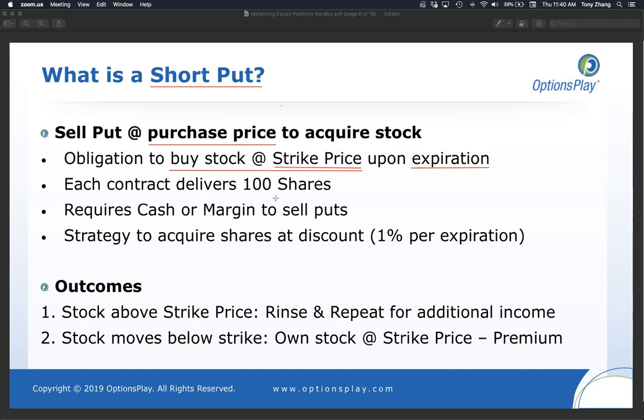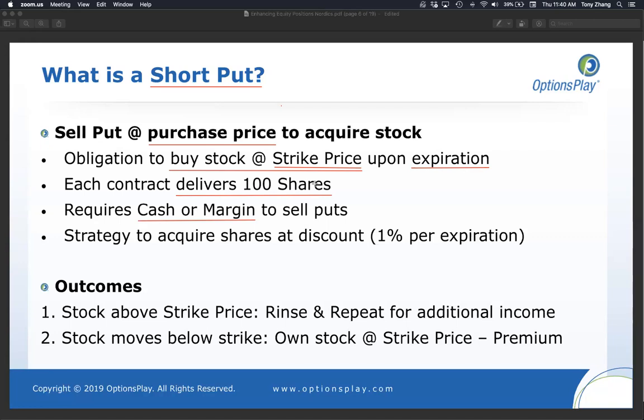And for each put that you sell, this will deliver 100 shares of stock at the strike price upon your expiration date. And in order to sell a put, you need to put up either cash or margin, because you need cash to actually buy those shares. Just like when you place a limit order or a market order, you need to have enough cash in your account to actually purchase those shares. Same thing when you sell a put. You need to put aside cash to buy the stock.